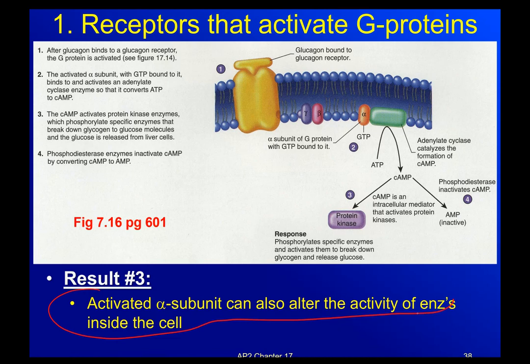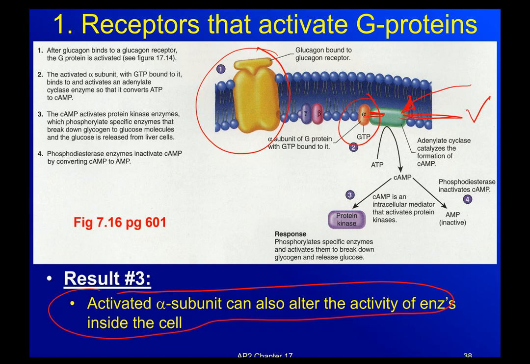Result 3. Activated alpha can alter the activity of enzymes inside the cell. So remember I told you that it's kind of like an on-off switch or having the ignition key for a car. Well, in this case, G protein gets bound. Alpha actually binds to an enzyme in the membrane. That binding turns this on. So now that enzyme becomes active. In this case, it's adenylate cyclase. So it's taking ATP and turning it into cyclic AMP that can do something inside the cell. Is that important to know?